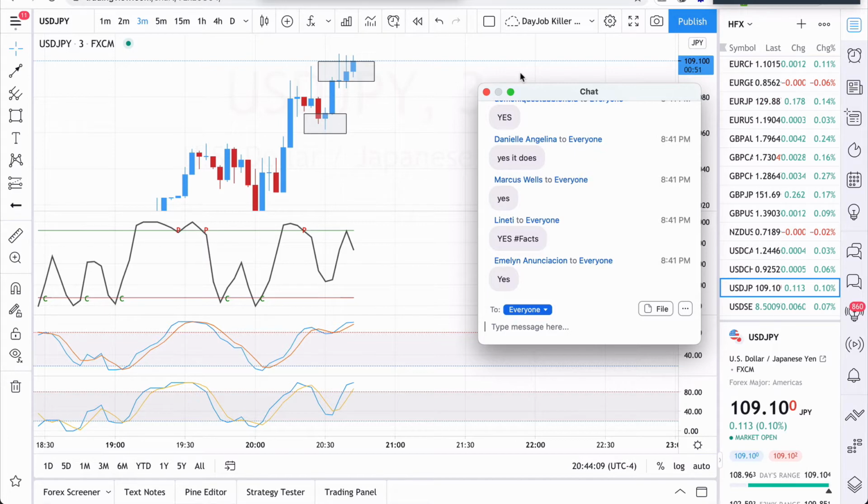I'm looking for a more precise entry on the 3 minute. Gotcha. So longer time frames are more accurate. Shorter time frames are more precise. Okay. All right. Thank you for that.